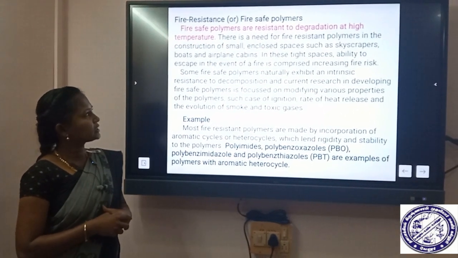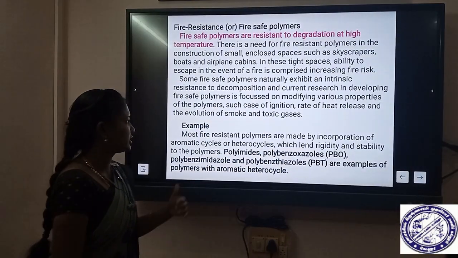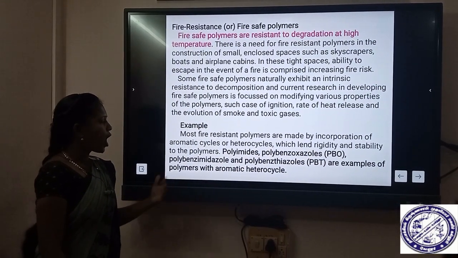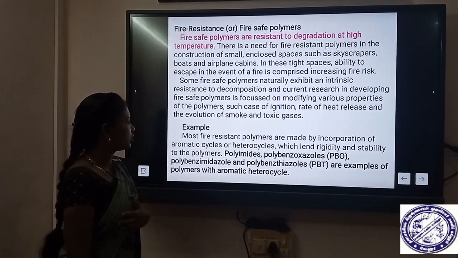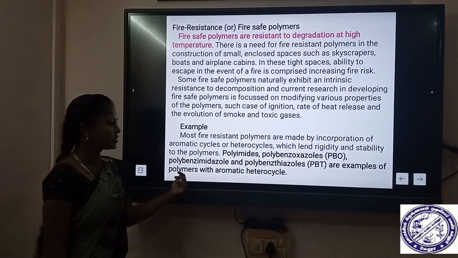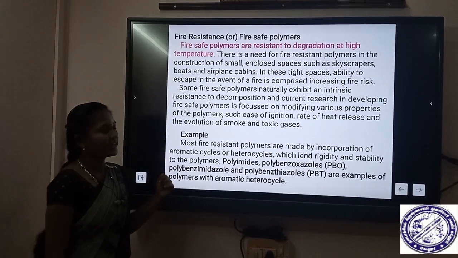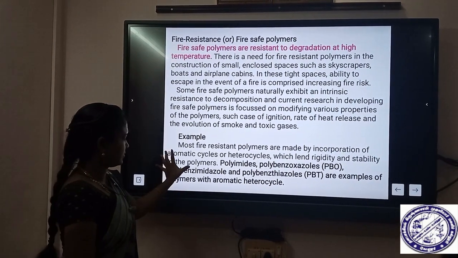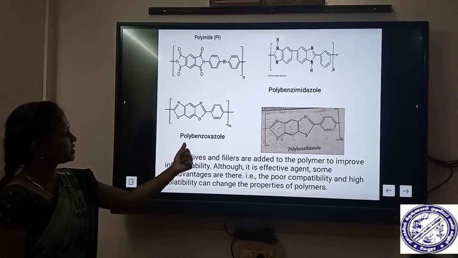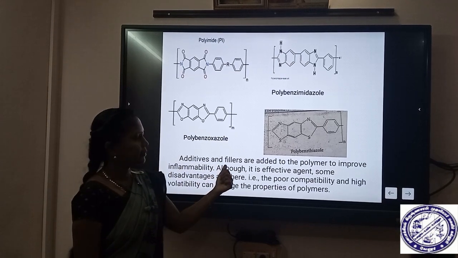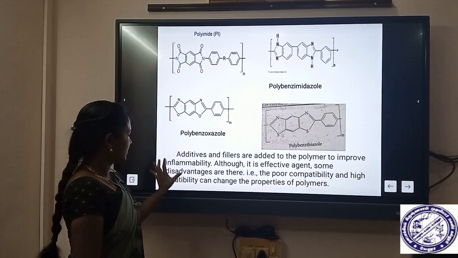Fire safe polymers are resistant to degradation at high temperature. Fire resistant polymers are made by incorporation of aromatic cycles or heterocycles, which give rigidity and stability to the polymers. Polyimides, polybenzoxazoles, polybenzimidazole and polybenzothiazole are examples of fire resistant polymers. So these are the structures of polyimide, polybenzimidazole, polybenzoxazole, polybenzothiazole. These are simple examples of heat resistant biopolymers.